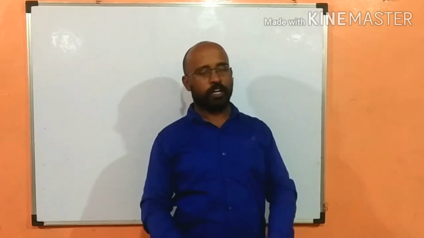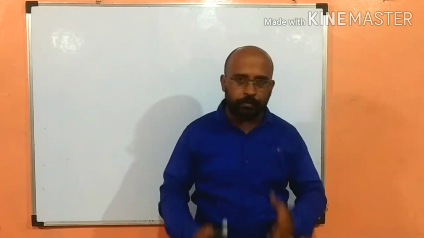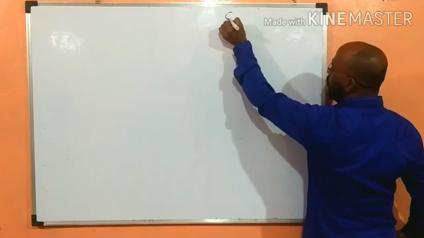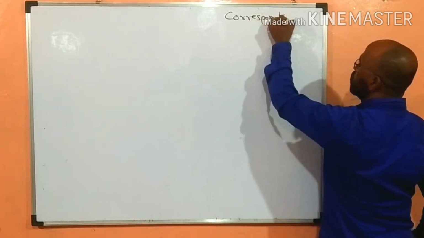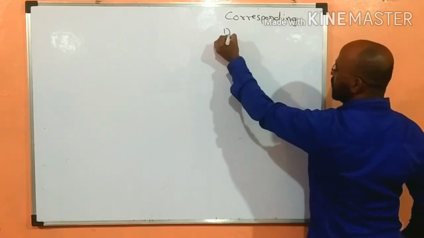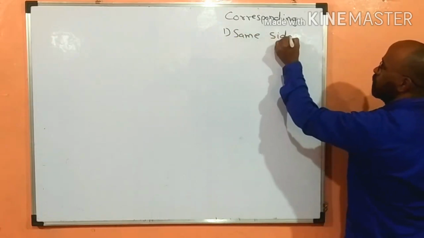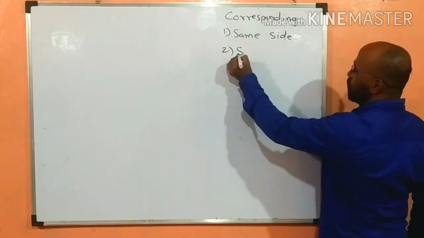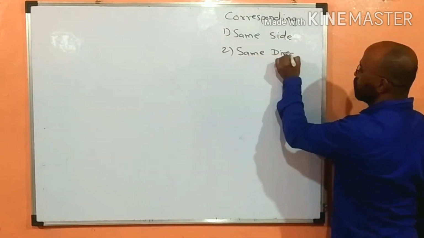Welcome to mathematics. Students, in our previous video, we saw what is meant by corresponding angles, right? In this video, we are going to see what is meant by alternate angles. Corresponding angles were on the same side of the transversal, right? And their direction on the transversal was also the same. Clear?